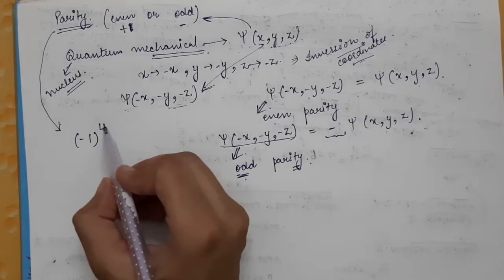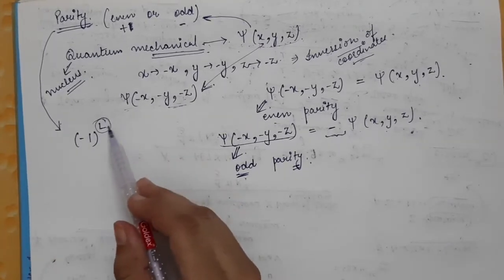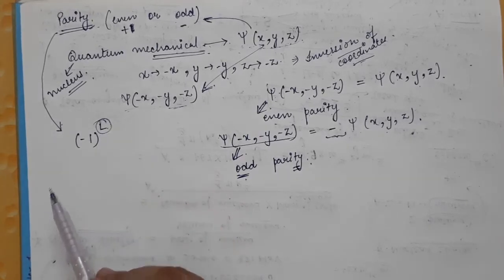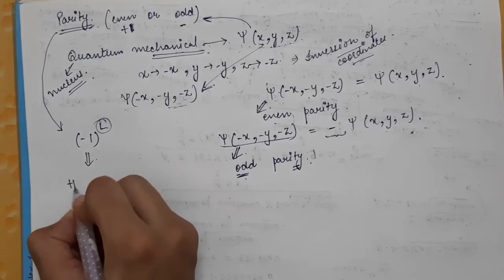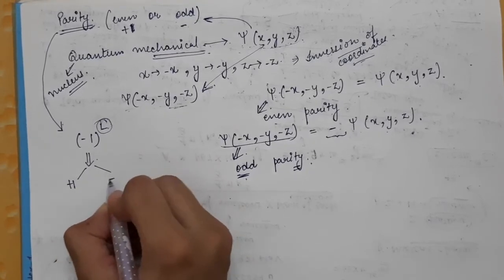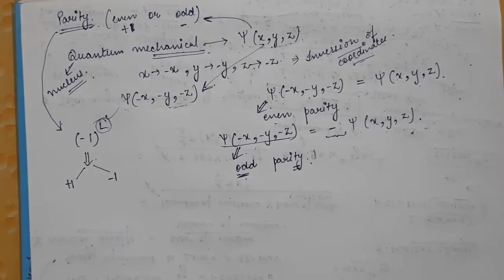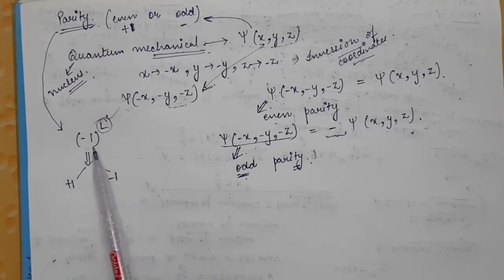Because we know that capital L will take only integral values, that is it can be either 0, 1, 2, 3, we put the integral value of capital L and then we will get either plus 1 or minus 1, depending upon the value of capital L. So that will define the parity of the nucleus. So this formula is also for calculating the parity of a nucleus.